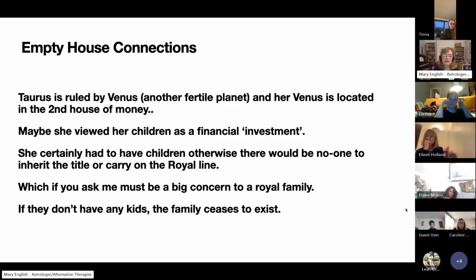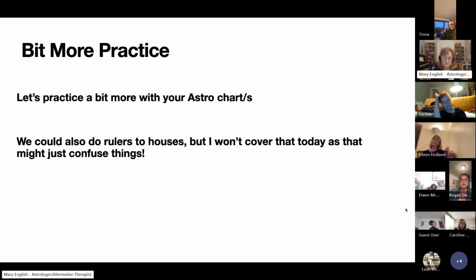So you then make the connection. Taurus is ruled by Venus, Venus located in the 2nd house of money. Maybe she viewed her children as a financial investment. She certainly had to have children, otherwise there'd be no one to inherit the title or carry on the royal line, which, if you ask me, is a big concern to a royal family. If they don't have any kids, the family ceases to exist.